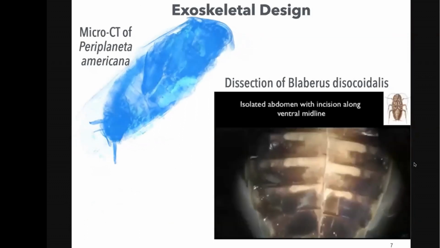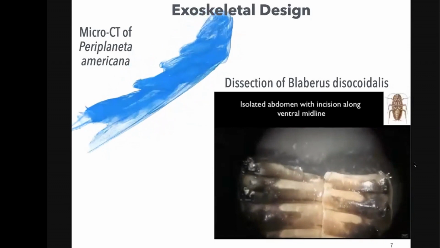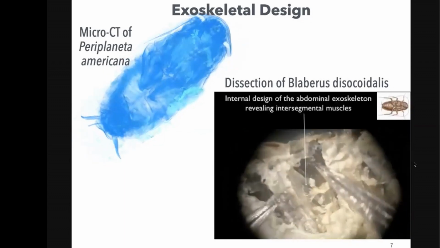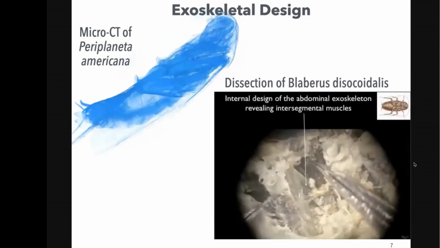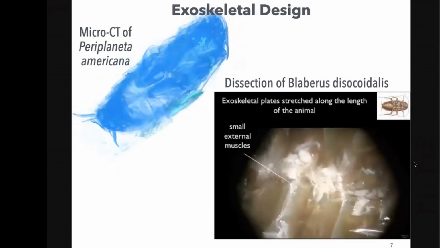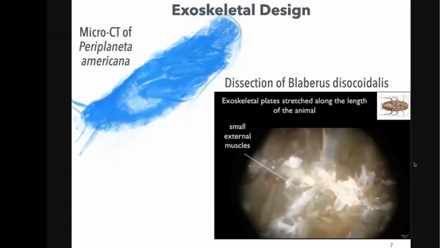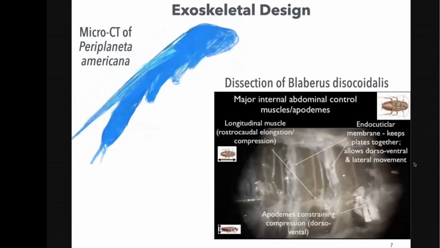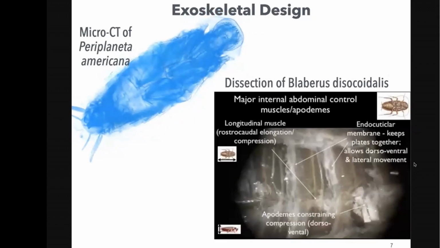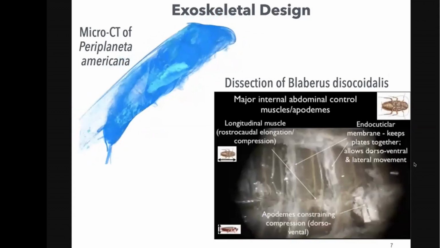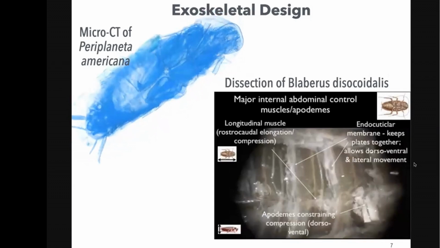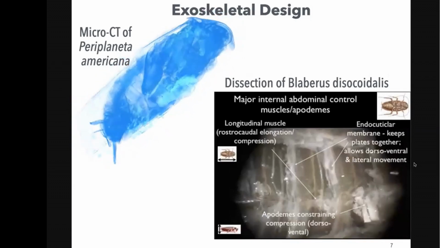As Jake showed you, using some of the similar optical techniques, we did a micro CT of an American cockroach, trying to look at the structures inside. And here is a dissection which I did of Blaberus, a slightly larger species of cockroach. What we observed was that the exoskeleton was made of plates interconnected by soft tissue layers, which enabled the animal system to be really compliant.